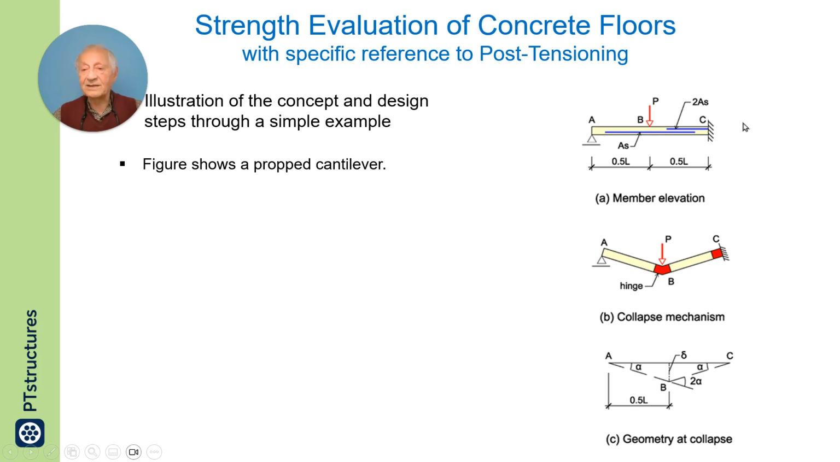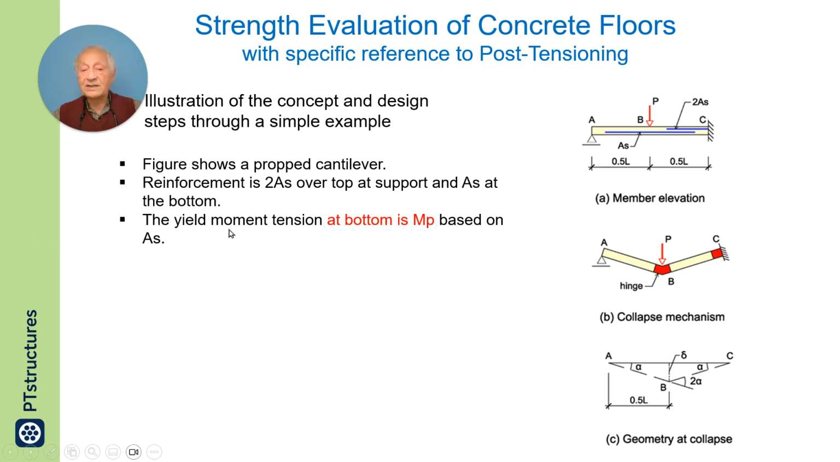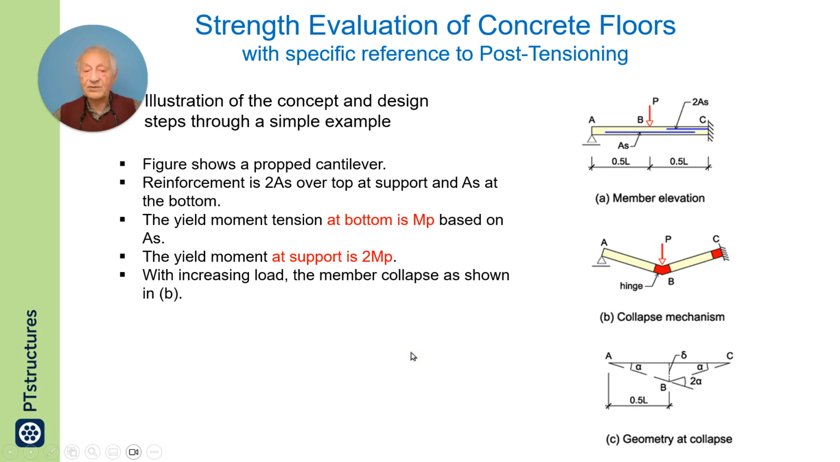Let us consider this propped cantilever at the end. Put reinforcement AS, put twice the reinforcement, 2AS, and apply a load in the middle. 2AS over the top and AS at the span. The yield moment at the bottom, here at the midspan, will be MP. But the yield moment at the support will be 2MP because it has 2 times the reinforcement.